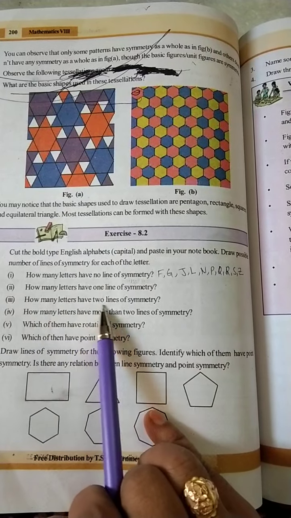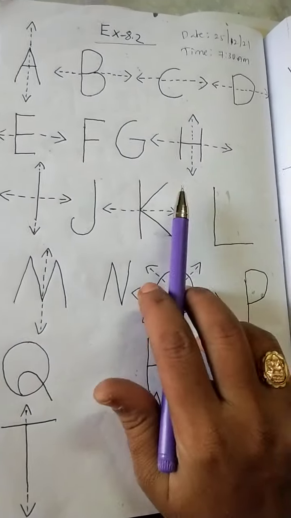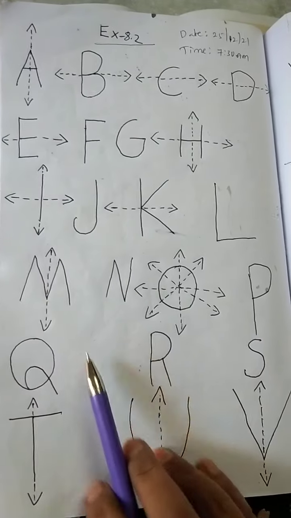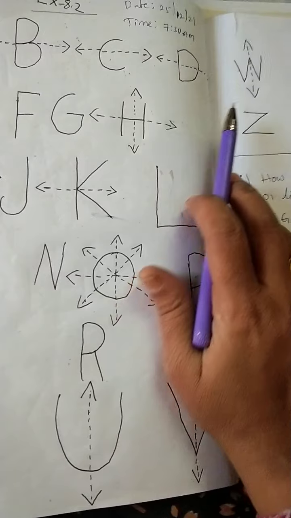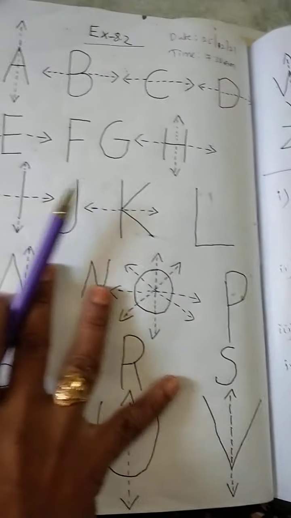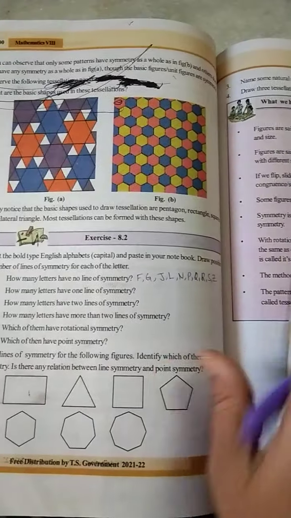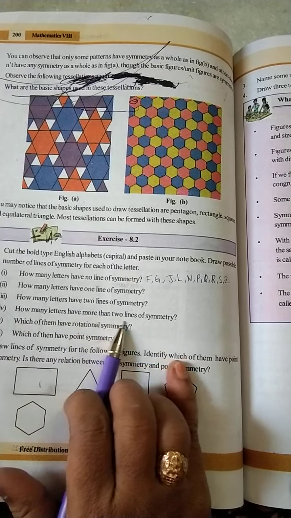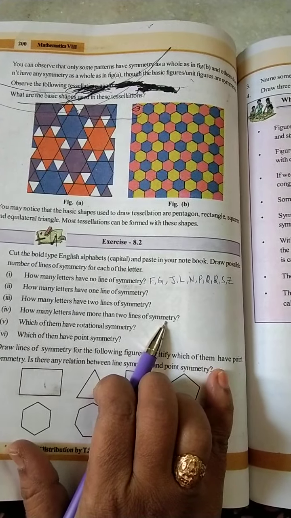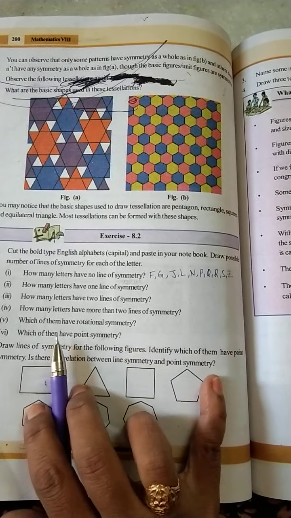How many letters have two lines of symmetry? See here, you can check it. 1, 2, 3. Three letters have only two lines of symmetry. How many letters have more than two lines of symmetry? O and X have more than two lines of symmetry.